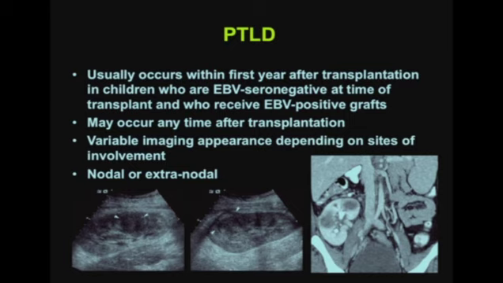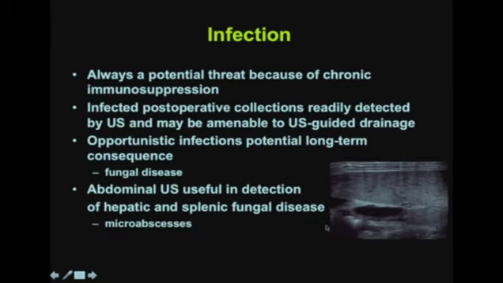PTLD can occur at any time after transplantation, and there's really a variable appearance depending on the sites of involvement, which may be nodal or extranodal. So here we have a kidney transplant, and you can see on these two grayscale images that there are several solid hypoechoic nodules that are well shown on this coronal reformatted image in this patient with PTLD.